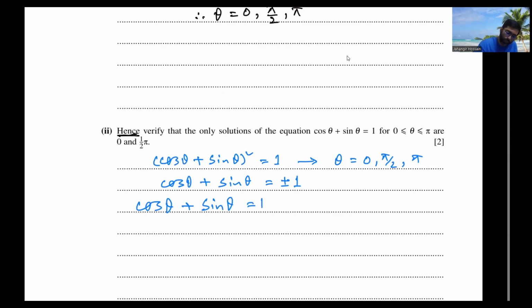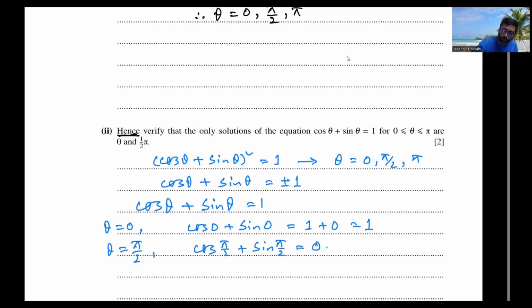How can I verify it? You simply substitute theta equal to 0. What happens to the value of cos 0 plus sin 0? Is it equal to 1? Cos 0 is 1, sin 0 is 0, so this is 1. When theta equal to pi by 2, cos pi by 2 is 0, sin pi by 2 is 1. So 0 plus 1, that's equal to 1. So both of them verify the equation.